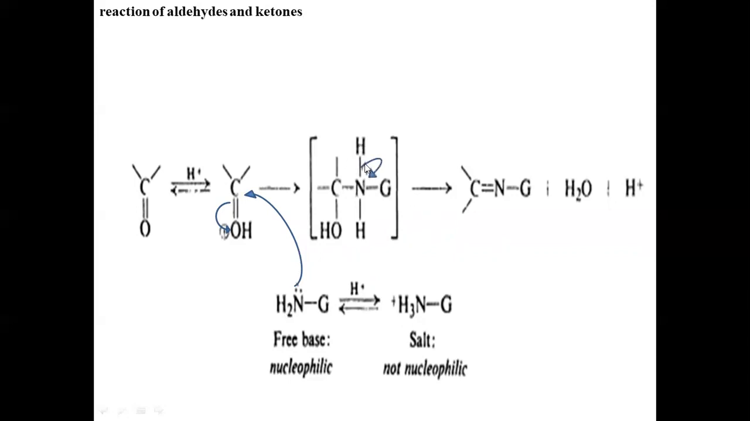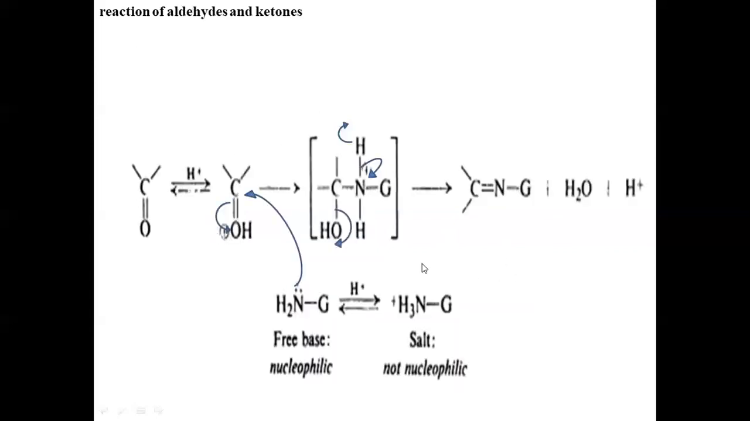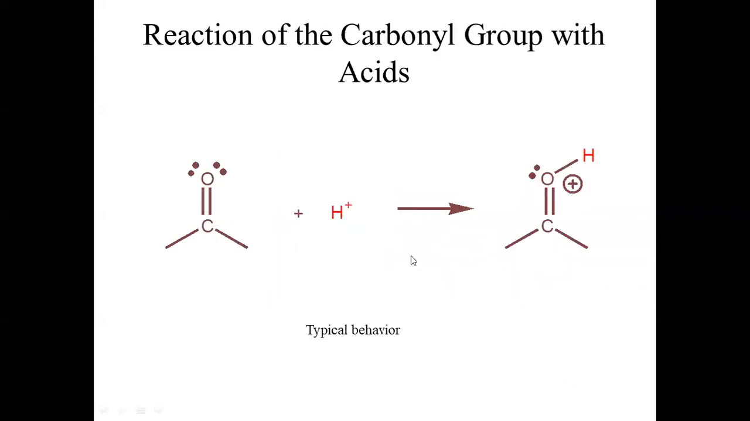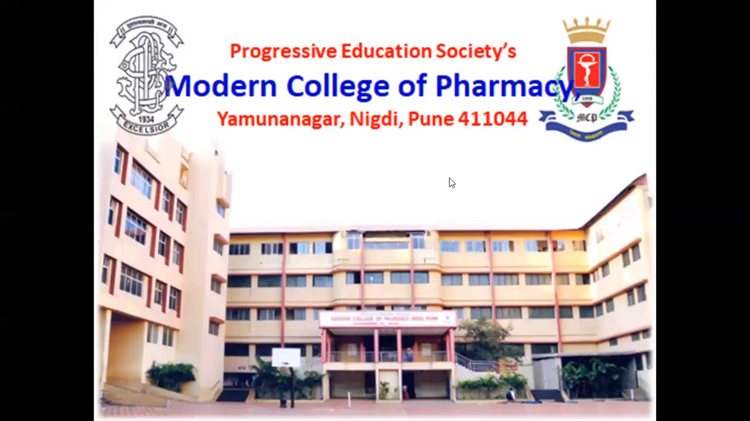Further, the hydrogen on this nitrogen will leave, with the electron pair staying on nitrogen, and it will be lost as H plus, and simultaneously there will be removal of the OH group with its electron pair as OH minus. So this H plus and OH minus will combine together to form a water molecule. So this is about the reaction of aldehyde and ketone, that is the nucleophilic addition elimination reaction. Thank you so much.